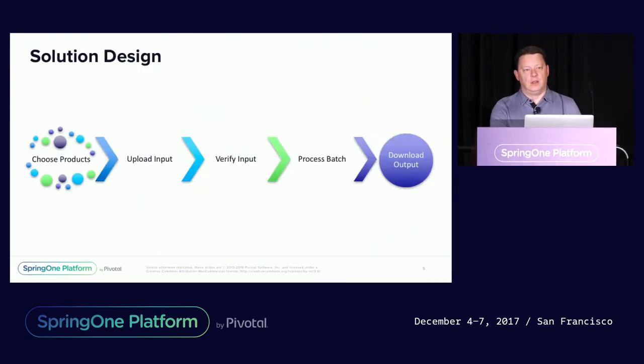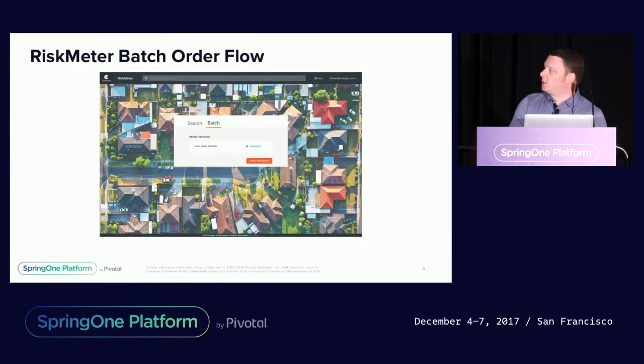We took that, our designers had that idea in mind. They said, okay, well, let's see what a workflow might look like for this batch processing, and they came up with this. Choose your products, you upload an input file, the system takes over, verifies that input file, processes those analytics that you've chosen, and then gives you a file for download. No problem. Then they came up with the screens.